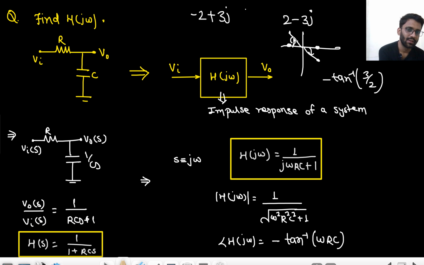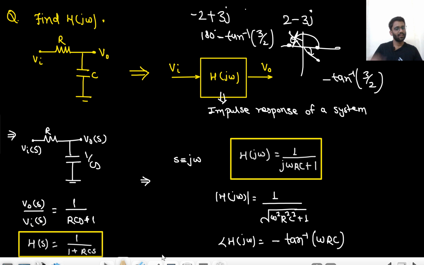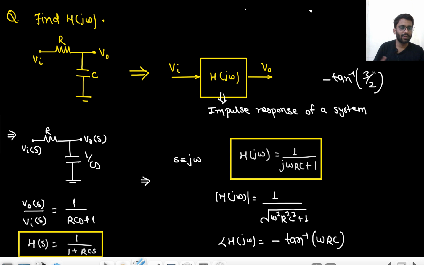What you can do? This angle would be tan inverse 3 by 2, but you are asked this angle. So you can do 180 degree minus tan inverse 3 by 2. From the very scratch, it will be taught to you in AC analysis. Or if you want to know here only, you can simply Google how to write the angles.